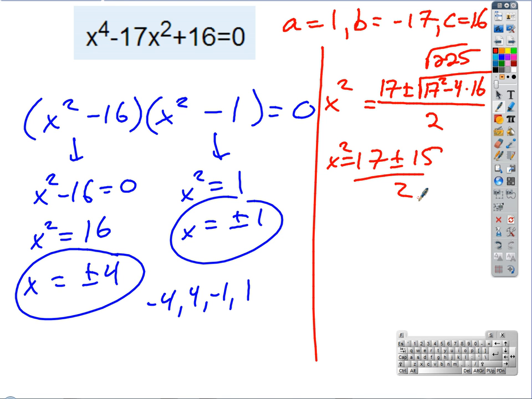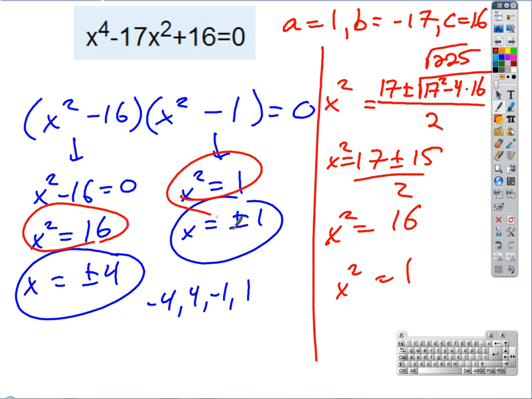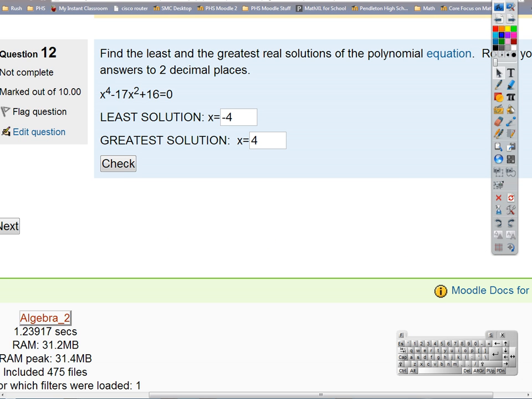Everybody see that? Either I'm gonna get x squared equals 16, which we already did, it's right there. Or if I take the minus sign, x squared 17 minus 15 is 2 over 2 equals 1, which we already did. Okay? All right, so got it.